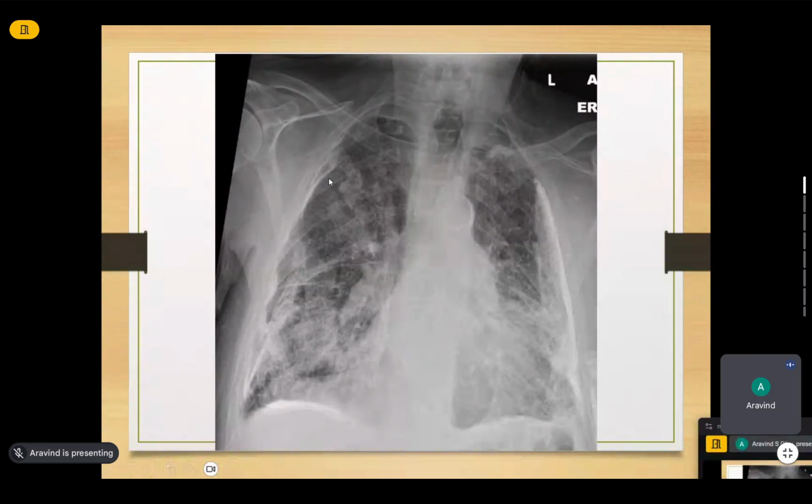So here you can see the pleural thickening. This is the X-ray of a patient who was a coal mine worker. So you can see thickened, calcified pleura. This won't be visible in a normal X-ray, but here it is very clearly evident. This is calcified pleural margins.